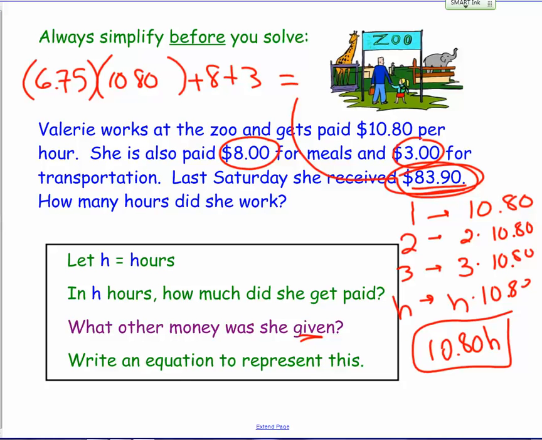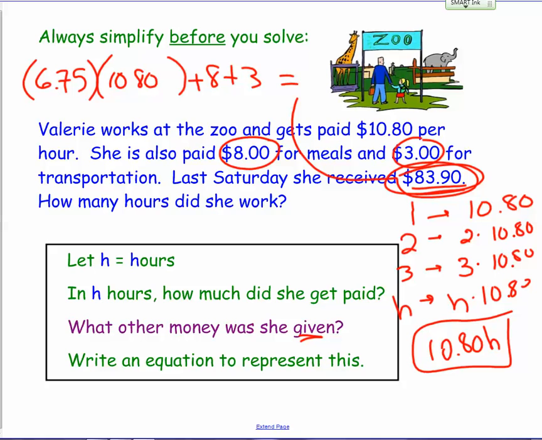Okay, and then just always simplify before you solve. So this was a problem we worked on. Valerie was working at the zoo. She makes $10.80 per hour, and then every day she works, she also gets $8 for her meals and $3 for transportation. Last Saturday, she received $83.90. And my question is, how many hours did she work?